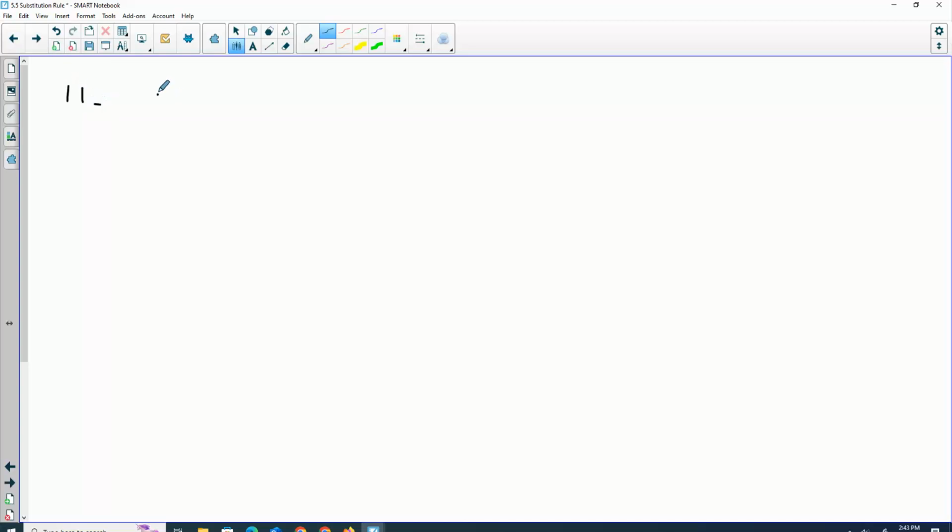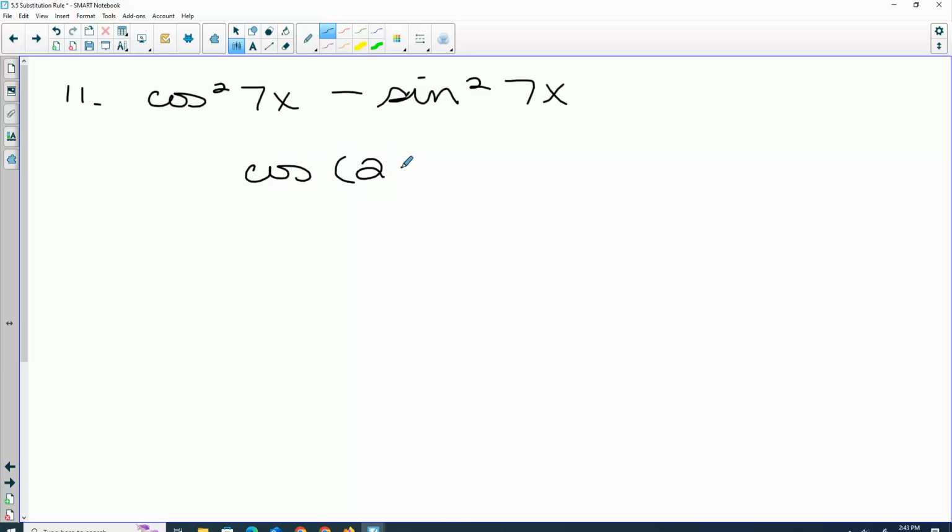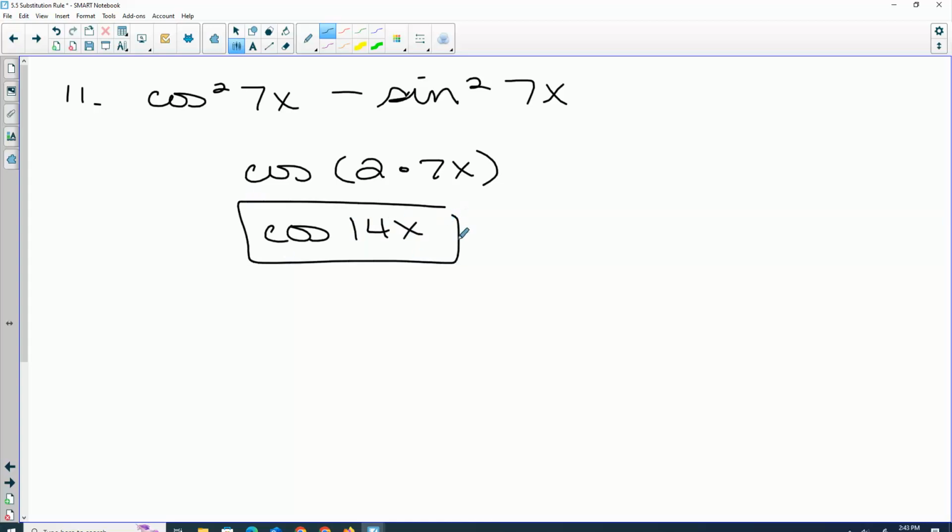So 11. I just asked you to simplify here. All I was wanting is to see if you could recognize your identity. You have cosine squared 7x minus sine squared 7x. Cosine squared minus sine squared. What's that? That's the cosine 2a formula. A is just your angle. So 2 times 7x is 14x. We don't know what x is, so we can't simplify anymore. That's our answer.